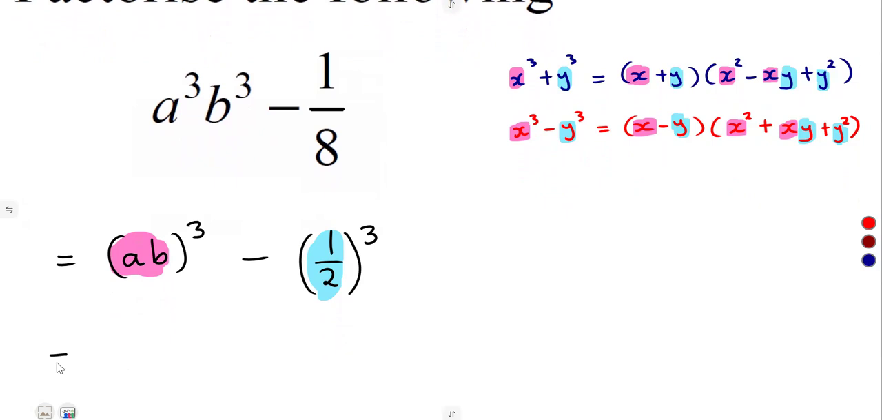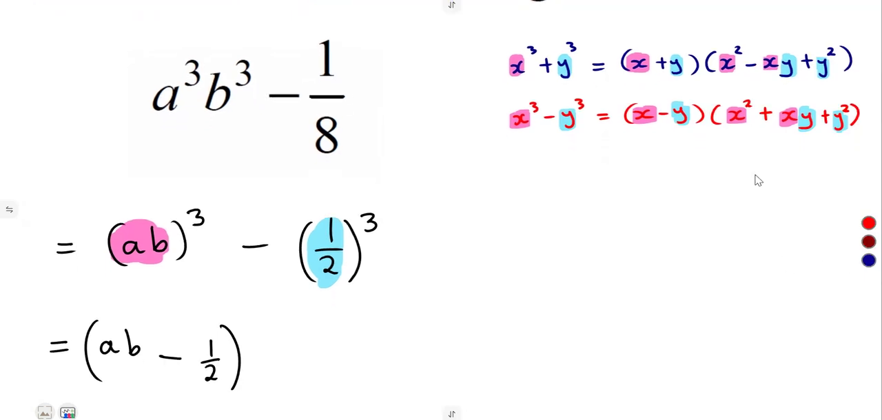So what is it that you must have? First minus the last term. So what is our first term? AB. So it's AB minus the last term. What is your last term? 1 over 2. So that's AB minus 1 over 2. Okay? We move on into the bracket of what?